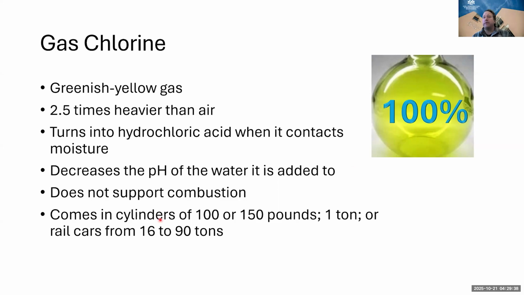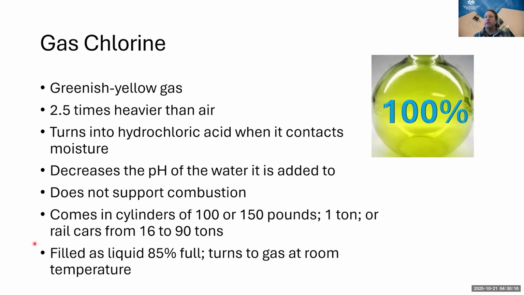And the way it's delivered, it comes in either 100 or 150-pound cylinders. It can be a 1-ton cylinder or even rail cars from 16 to 90 tons. So industrial manufacturing processes may get it in rail cars. We don't see a ton of 1-ton cylinders anymore. After 9/11, those things are more heavily regulated. And so what we really see when systems gas disinfect, we're going to see those smaller 100 to 150-pound cylinders.